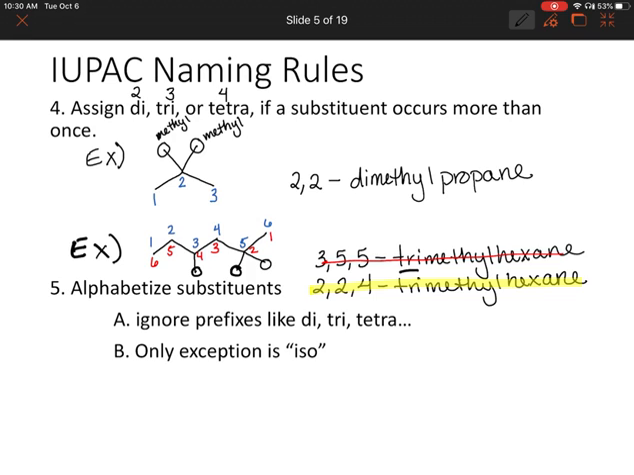Okay, so let's look at a molecule and try to name it. Okay, and then we've got some substituents coming off of here. So try to name this molecule on your own, and if you get stuck, you can unpause the video and we'll go over it together.